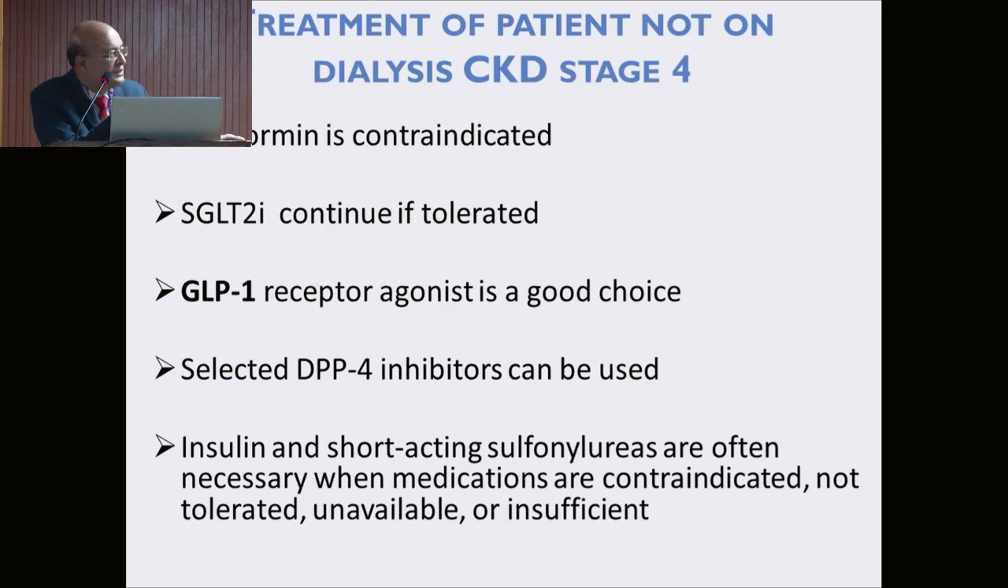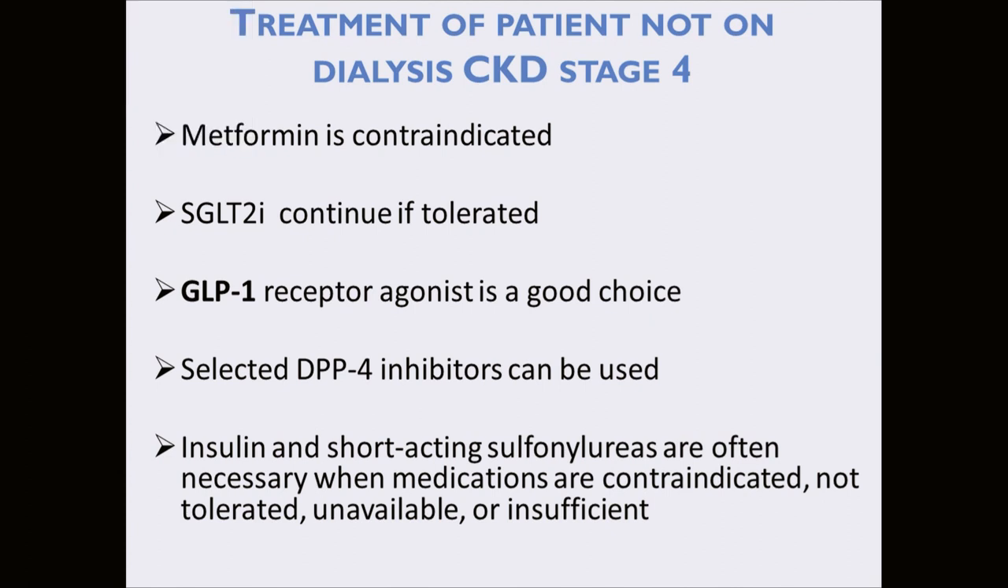Stage 4: in this stage, metformin is contraindicated. SGLT2 inhibitor can be continued if tolerated. But in this population, GLP-1 receptor agonist is a good choice because these patients are at more cardiovascular risk. And insulin and short-acting sulfonylurea are often necessary when medications are contraindicated, not tolerated, unavailable, or insufficient.